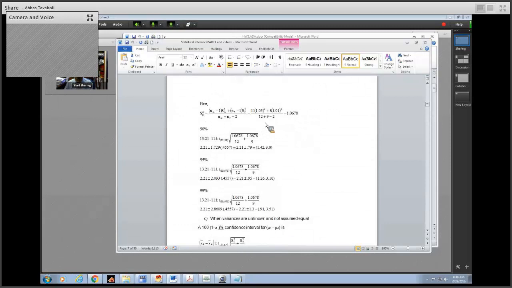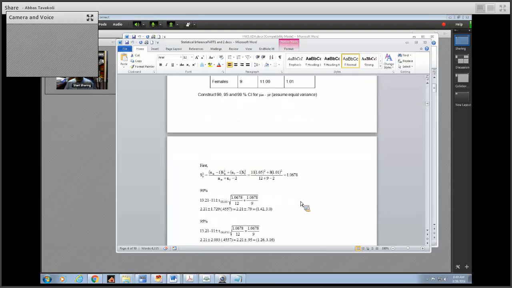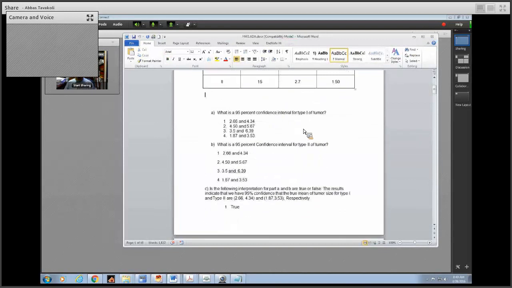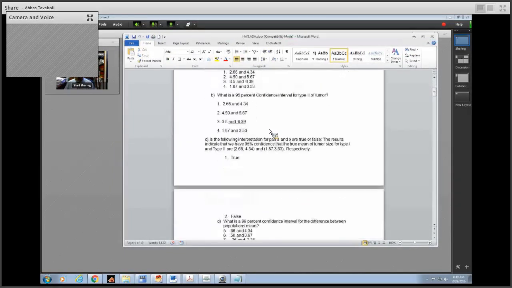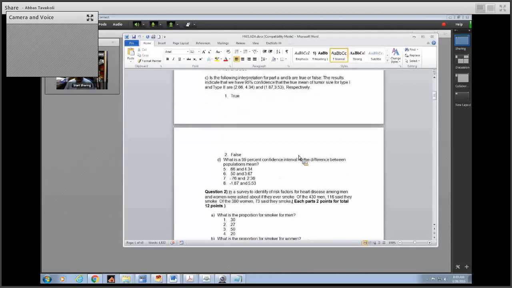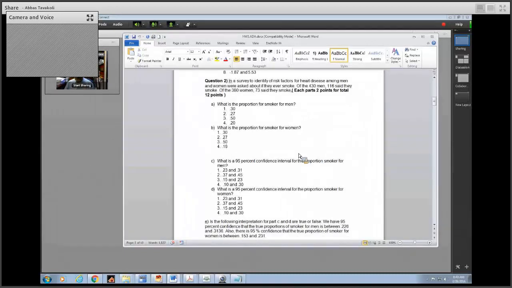So this is an example. Again, you can look at it similar to that one. First we find the pooled variance by squaring 1.05 and 1.01, and then putting in the information n and calculating the pooled variance. Now it replaces in the formula. So for problem 1, you have those two examples. You can look at it, and this is the interpretation if it's correct or not for part C.